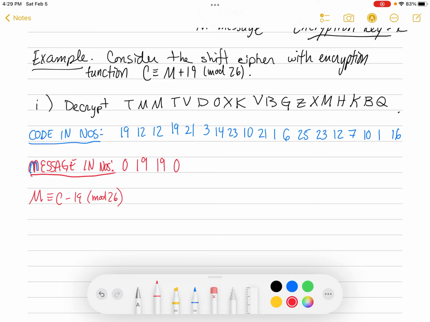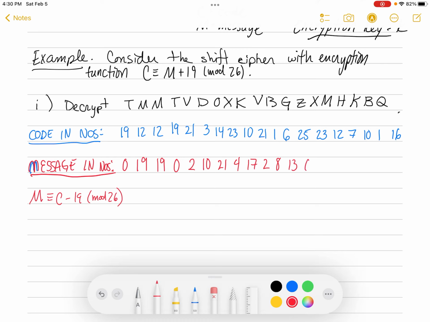So 19 minus 19 is 0. 21 minus 19 is 2. 3 minus 19 is -16, plus 26 is 10. 14 minus 19 is -5, plus 26 is 21. 23 minus 19 is 4. 10 minus 19 is -9, plus 26 is 17. 21 minus 19 is 2. 1 minus 19 is -18. -18 plus 26 is 8. 6 minus 19 is -13. -13 plus 26 is 13.